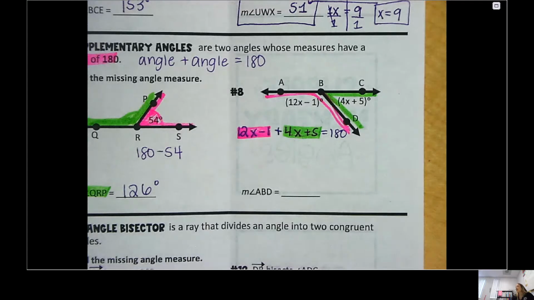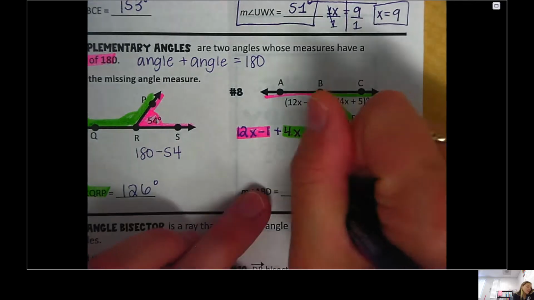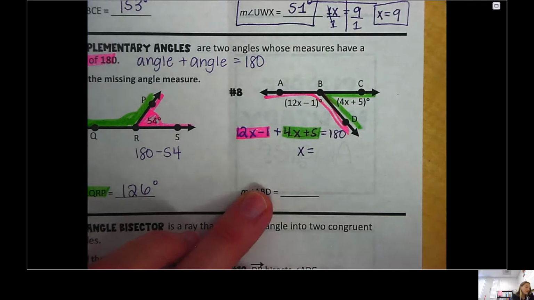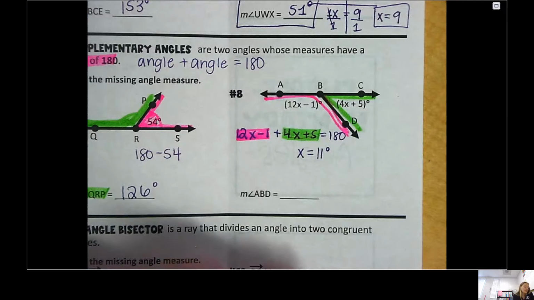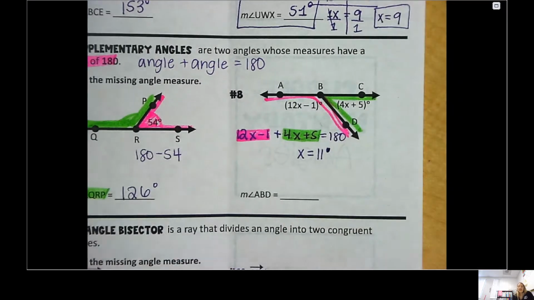Okay, just like before, again, I don't want to go through all the algebra with you because I believe in you, and I don't want to spend the time doing algebra right now. I'm not in the mood. So I'm just going to give you what the x value is. Your x value is 11. Sorry, it shouldn't be degrees, just 11. Okay. And then what do I do with that 11?